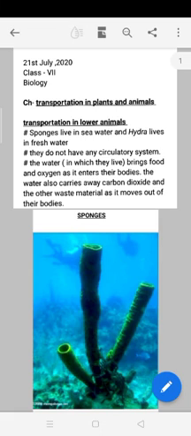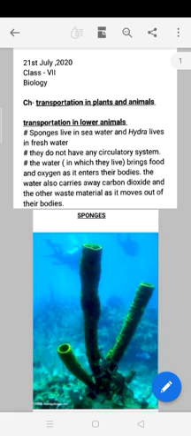We were doing the chapter Transportation in Plants and Animals. We have completed the human transportation system, that is the circulatory system, the human heart, the working of the human heart, and the blood vessels which are connected with the blood, and the concept of heartbeats as well as pulse. I think you have completed your drawing part of the stethoscope.